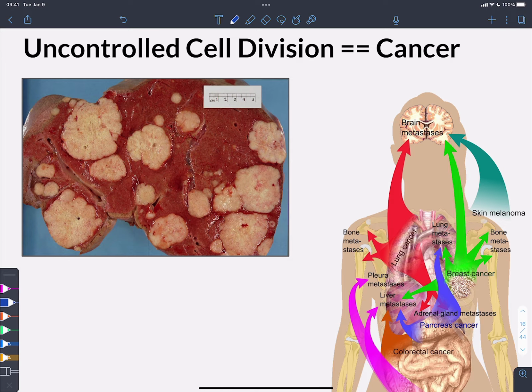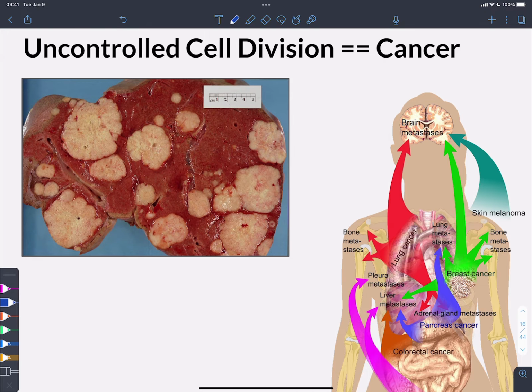In a multicellular organism, uncontrolled cell division is known as cancer. It is a group of diseases that are all due to some population of cells somewhere in the body that are dividing when they shouldn't be. This population of cells gives rise to a tumor, and so we can see a variety of tumors in the liver of this individual in this picture here. They are the white masses that are spread throughout the organ, and that's really where the disease comes from.